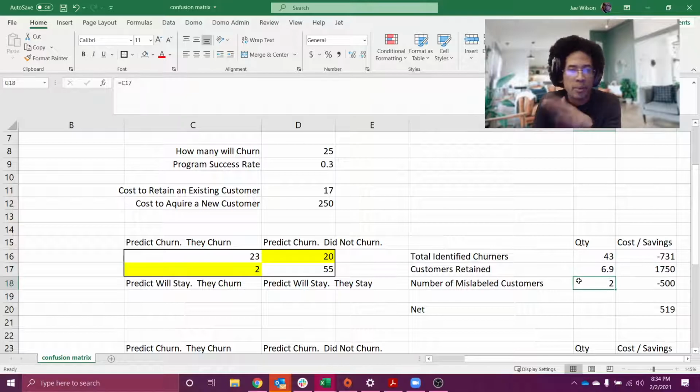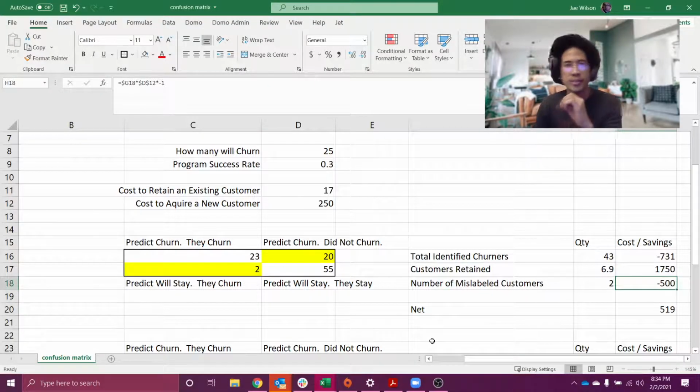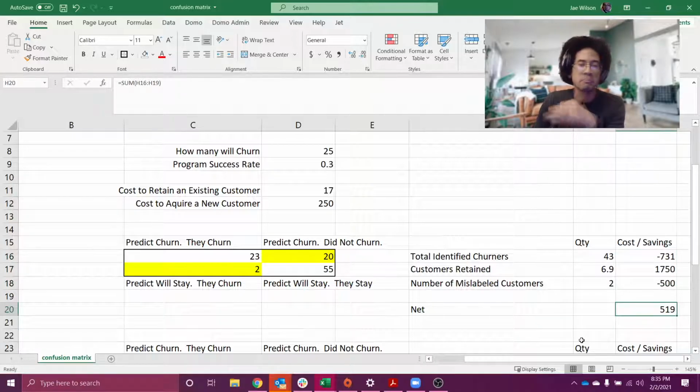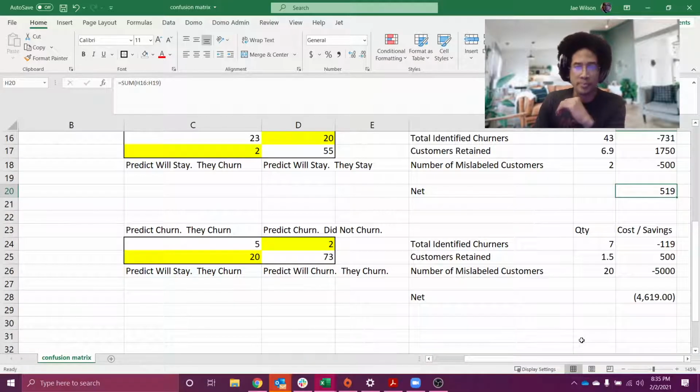Now, my model was good, but it's not perfect. I had 2 false positives. I had 2 mislabeled customers. I thought they were going to be loyal, and they churned on me. And so that costs me $500 for a net of 519. Not terrible, right? Let's look at the other model.